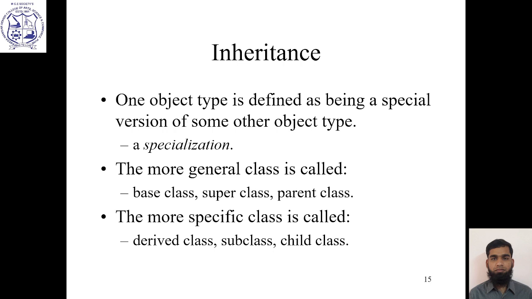In inheritance, one object type is defined as being a special version of some other object type, a specialization. The more general class is called the base class, superclass, or parent class, and the more specific class is called the derived class, subclass, or child class. When we are inheriting a class from another class, the first class is called the superclass, base class, or parent class. The one that is deriving or accessing the class is the derived class or subclass.